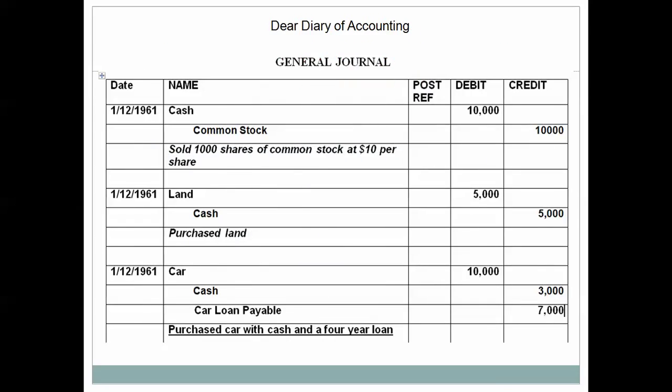So I do like to call it the Dear Diary of Accounting, your general journal. And this is where we are going to be summarizing all those analyzed transactions that have taken place. So let's just take a look at this general journal. And in the general journal, we're going to record the date. In this case, now you know my birthday, 1/12/1961.